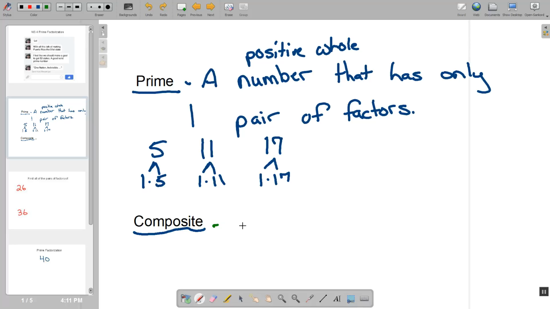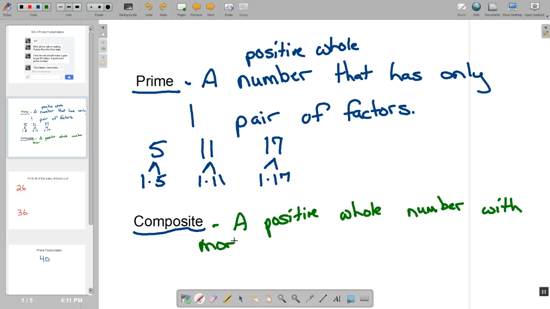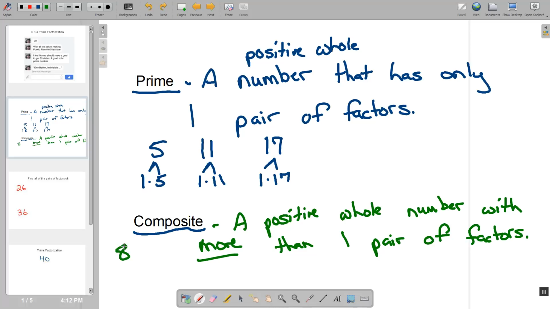A composite number is a positive whole number with more than one pair of factors. And this is important to remember because when we're talking about prime factorization, which is the goal at the end of this unit, we need to have numbers that are prime. So an example of a number that's not prime would be 8. 8 can be made by 1 times 8, but also 2 times 4. Therefore, the number is composite.